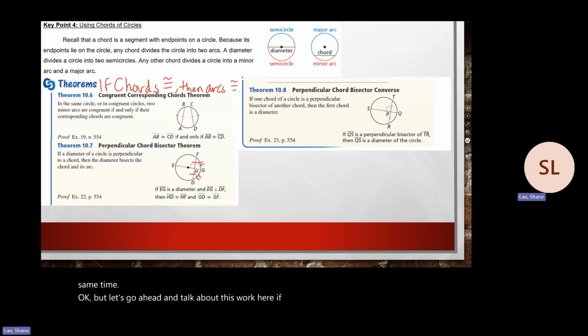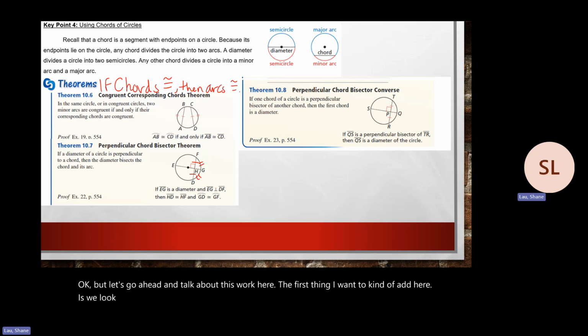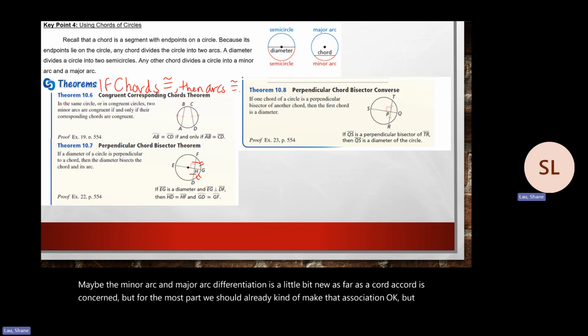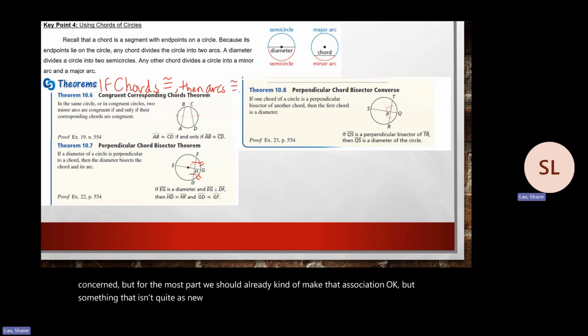The first thing I want to add here is we look at key point 4, and key point 4 is nothing new. It's definitely something we've seen before. Maybe the minor arc and major arc differentiation is a little bit new as far as a chord is concerned, but for the most part, we should already make that association. What is new is 10.6, 10.7, and 10.8.